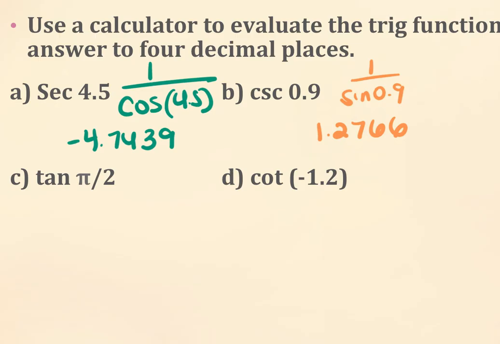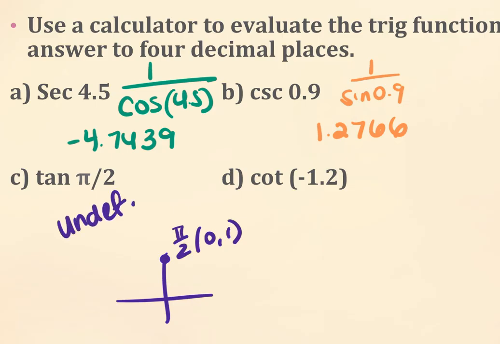Error, okay? Think about what's happening. At the top, where pi over 2 is, my coordinate point is 0, 1. What happens when I put the y over the x? It's undefined. Tangent's undefined at the top and the bottom, okay? So this is undefined. I think on WebAssign it's the any.